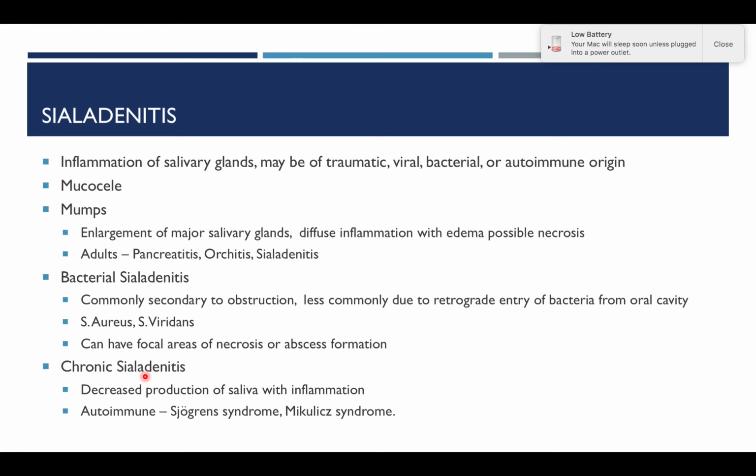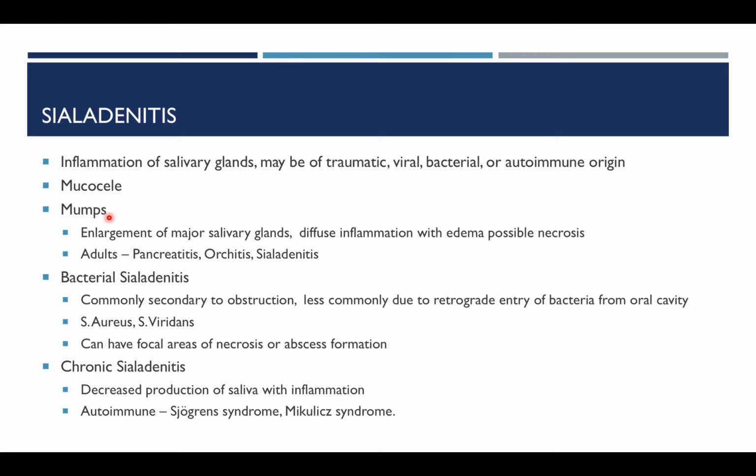So sialadenitis is inflammation of the salivary gland, and it can be traumatic, it can be viral, it can be bacterial, or it can be of autoimmune origin. So as I've said before, it can be caused due to mucocele, and as we've discussed what it is, I won't talk more about it. Sialadenitis can also occur in patients with mumps.